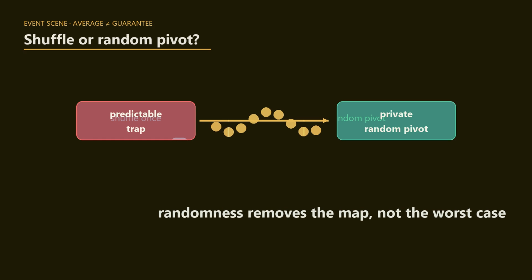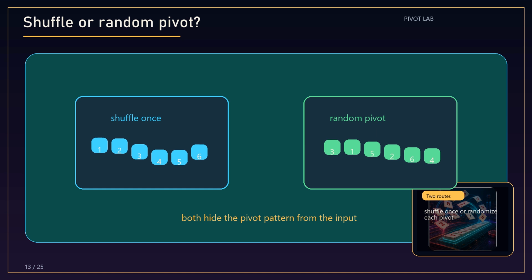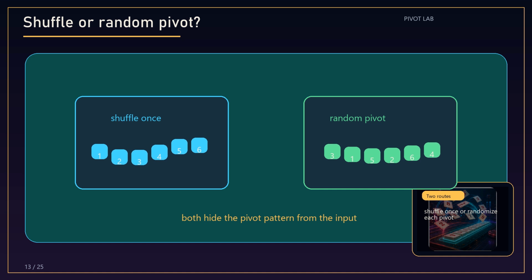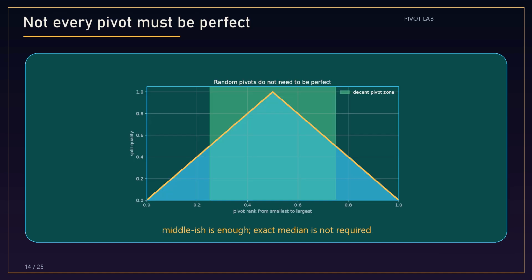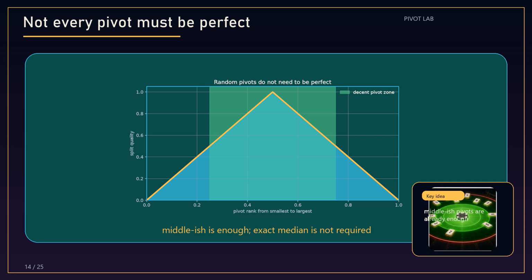There are two common ways to get the same protection. One is to shuffle the array once and then use an ordinary pivot rule. The other is to choose a random pivot inside each subarray. Either way, the important point is that pivot order comes from the algorithm's random choices, not from the input order. Randomness does not need to find the exact median. Quicksort only needs enough decent pivots.